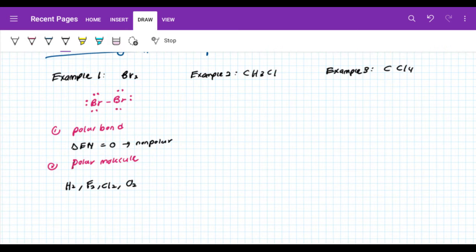Another example of non-polar molecules is H2, F2, Cl2, O2. All molecules bonded to the same element are non-polar. Or maybe the element is combined with another type of atom, such as CH4. Carbon is surrounded by the same atom, which is hydrogen. It also exists as non-polar because the force is the same from all directions.